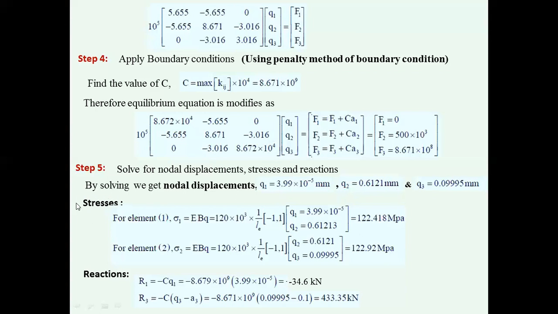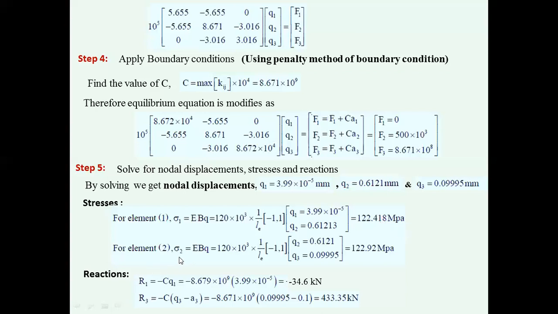So go for finding the stresses. For element 1, sigma 1 equals EBQ. E is 120 into 10 to the power of 3. B is the strain displacement matrix, which is given as 1 by LE times minus 1, 1, into Q. For element 1, the nodal displacements are Q1, Q2. We expand this, and we get 122.418 megapascal.